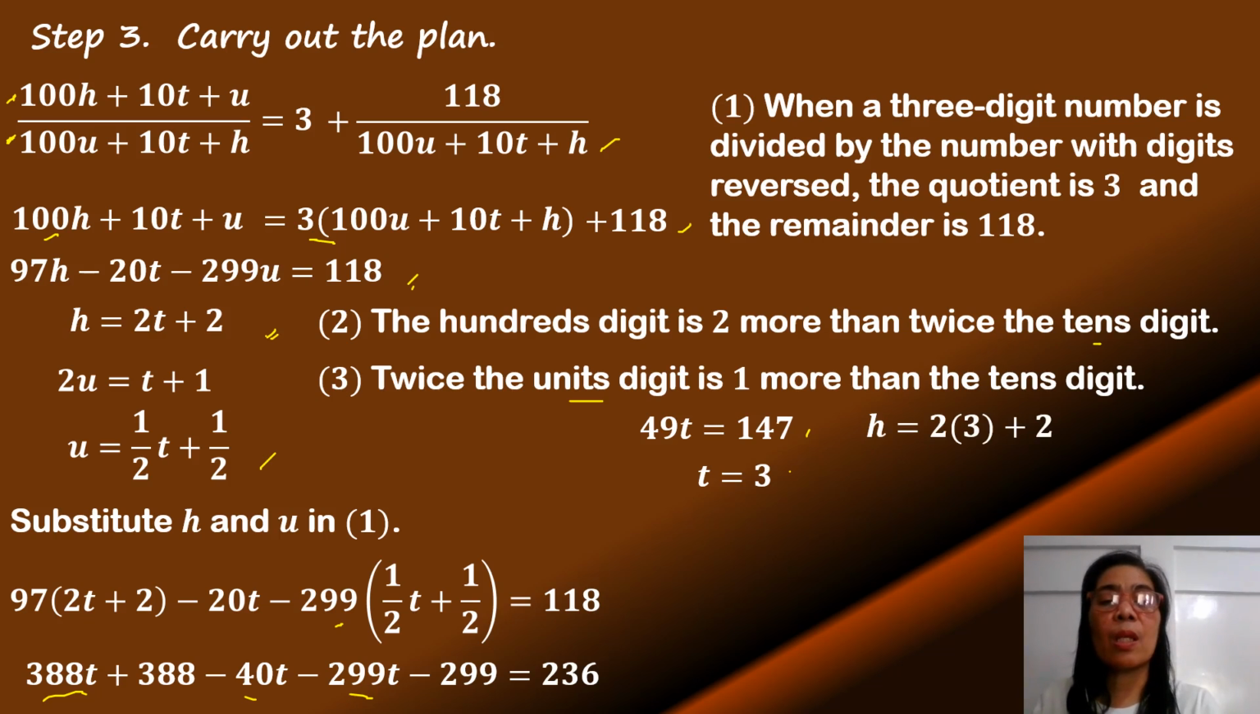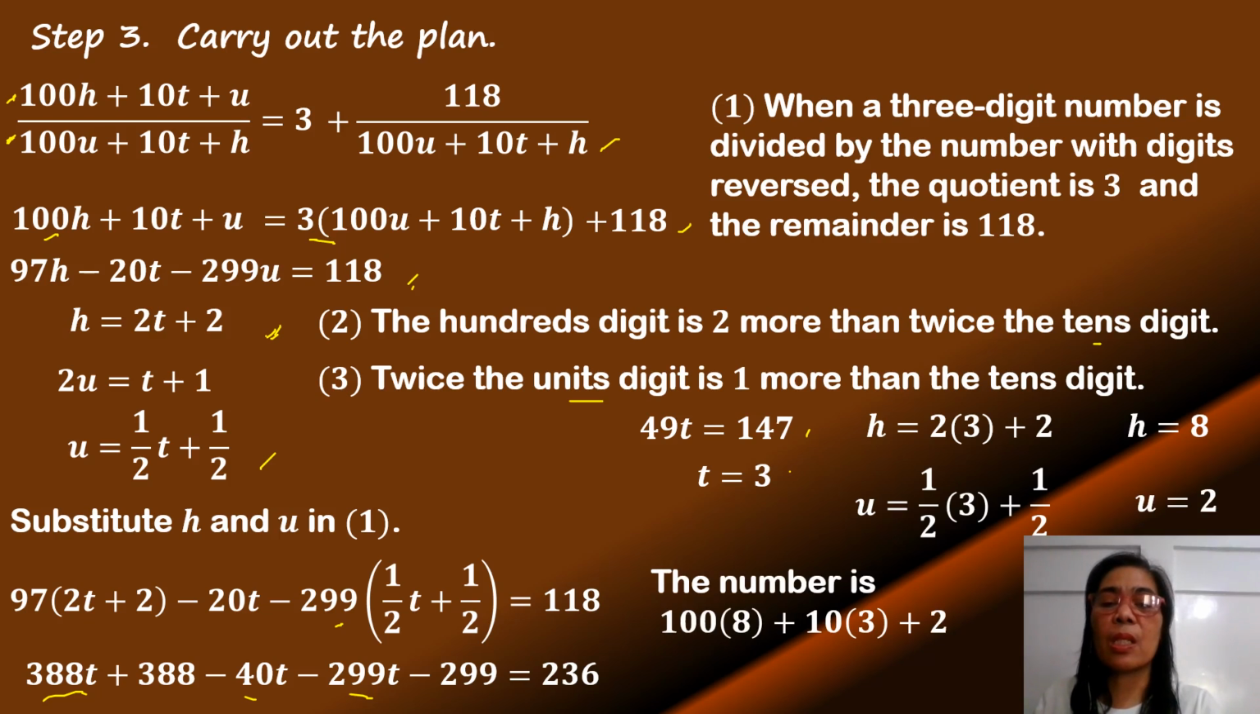So h then is equal to, from equation 2, 2 times t, which is 3, plus 2, and that gives us h is equal to 8, while u in equation 3 is equal to 1 half times 3 plus 1 half, and u is equal to 2. And so therefore, the original three-digit number, which is represented by 100h plus 10t plus u, is equal to 832.